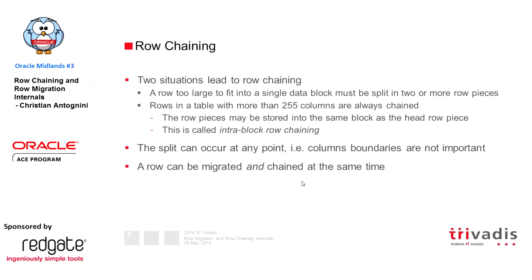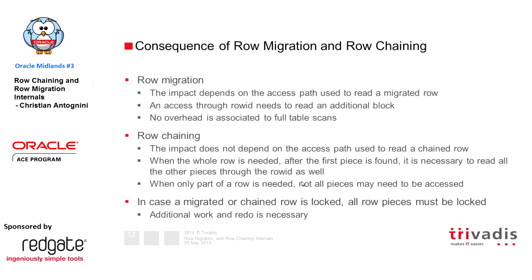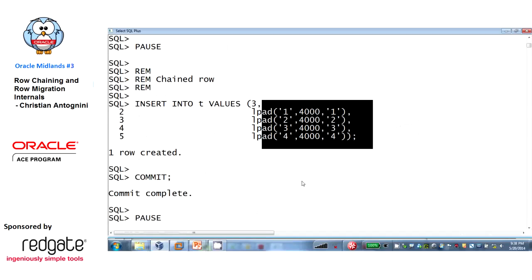And of course, a row can be migrated and chained at the same time. You can imagine that the migrated row we have seen before was migrated to one block, and then you update the migrated row again so that it doesn't fit in one block, so they start chaining it. So we have a migration and then a chaining. And there is no limitation here.